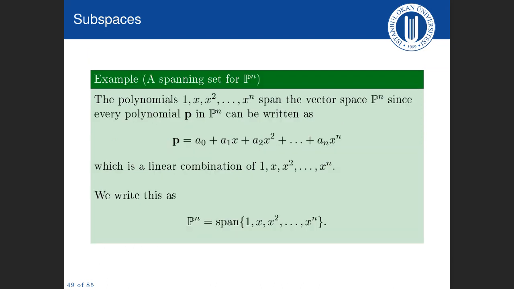The polynomials 1, x, x squared, up to x^n span the vector space Pn. That's the vector space of all polynomials of degree n or less. Why? Because every polynomial in Pn can be written as a linear combination of 1, x, x squared, and so on. We can write this as Pn is equal to the span of the vectors 1, x, x squared, and so on.